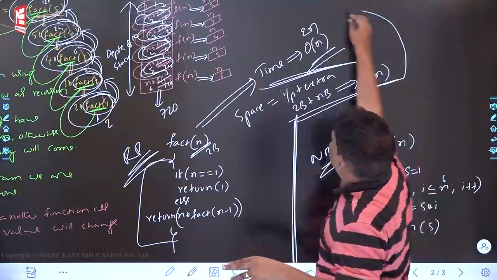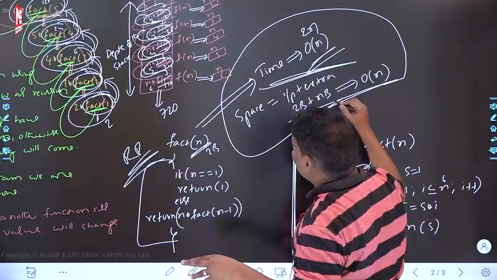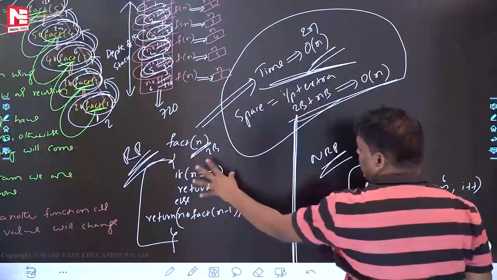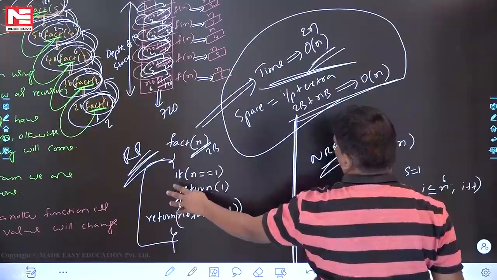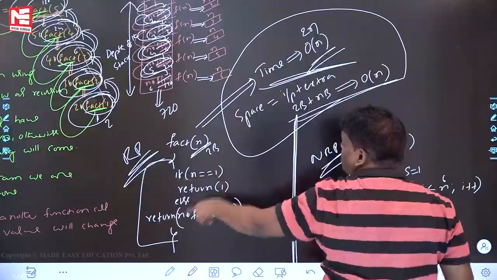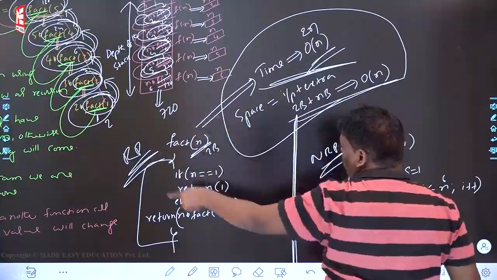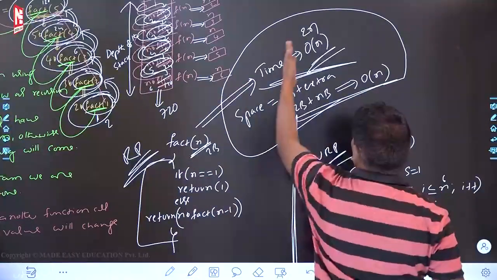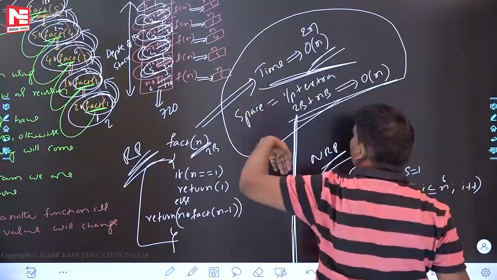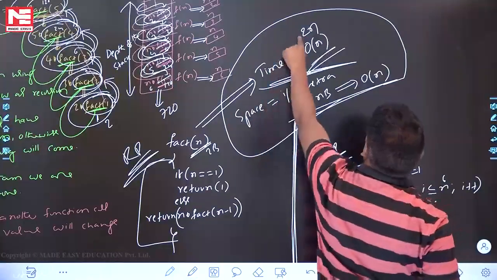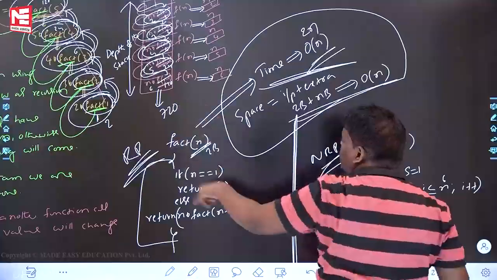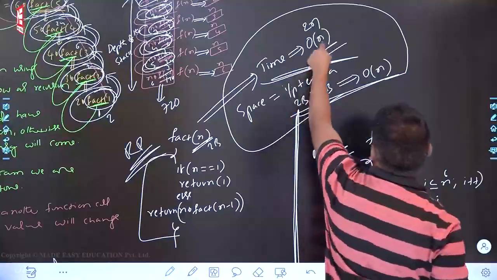This is the time and space for the recursive program. Time, everyone knows: recursion means keep on calling, which means a loop. How many times do you call? n times. Whenever calling is going on, there are n push operations and n pop operations, so forget about the 2 also. Simply n times you call, order of n time.